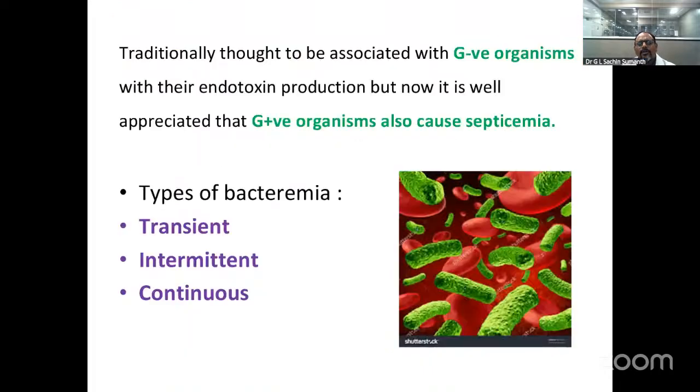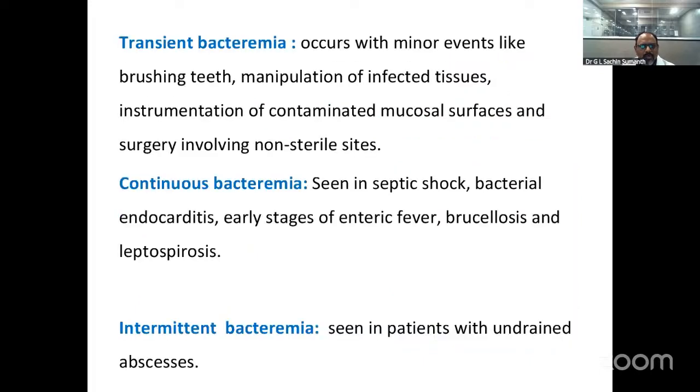Traditionally, it was thought septicemia would be caused only by gram-negative organisms, like E. coli, Klebsiella, or Pseudomonas, with their endotoxin production. But now it is appreciated that even gram-positive organisms like Staphylococcus can also lead to septicemia in patients. There are three kinds, as you all know: transient bacteremia, intermittent, and continuous. Just a few words on this.